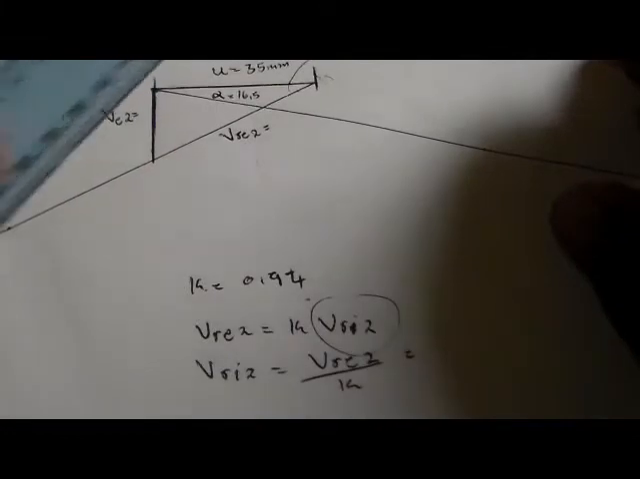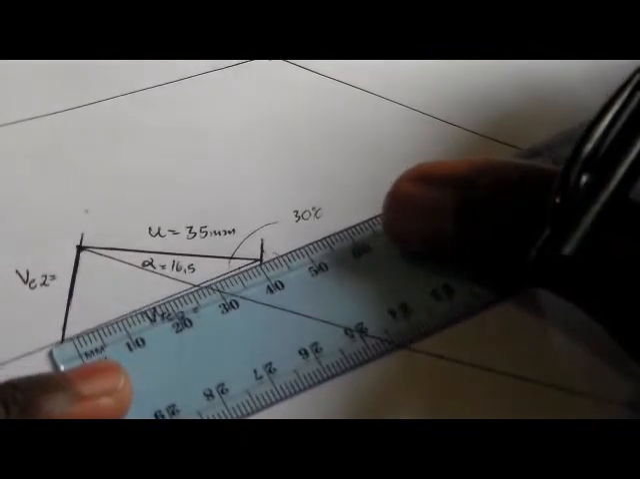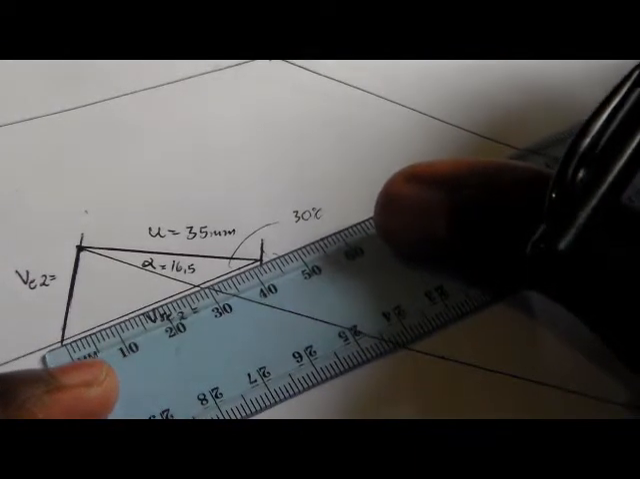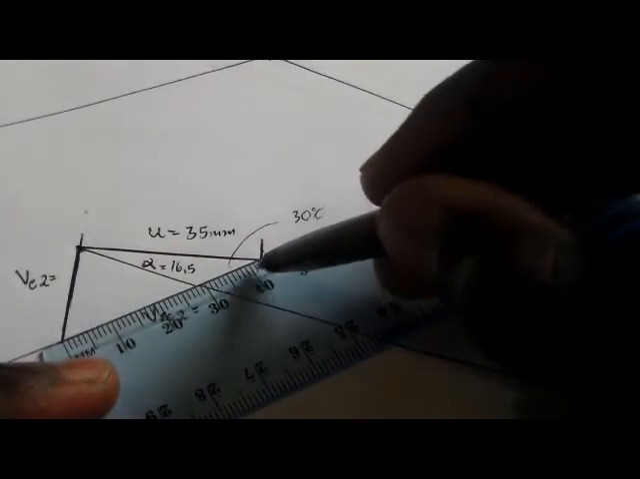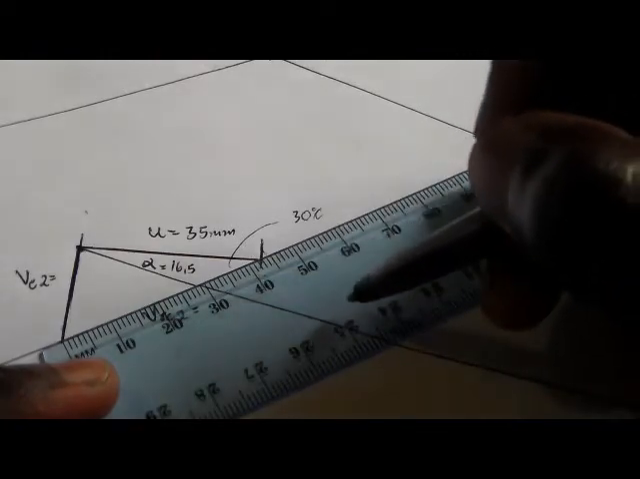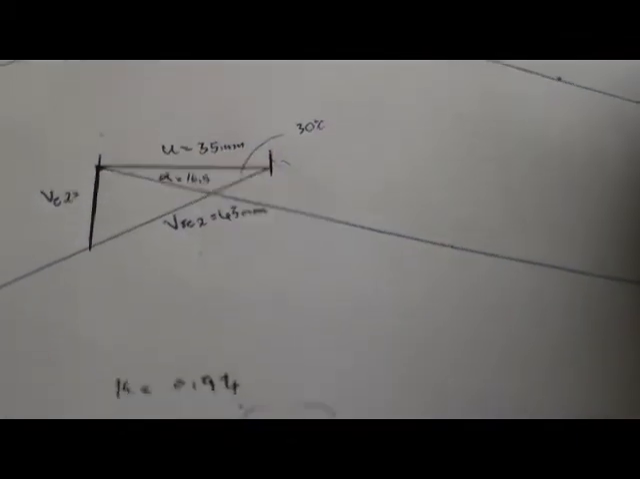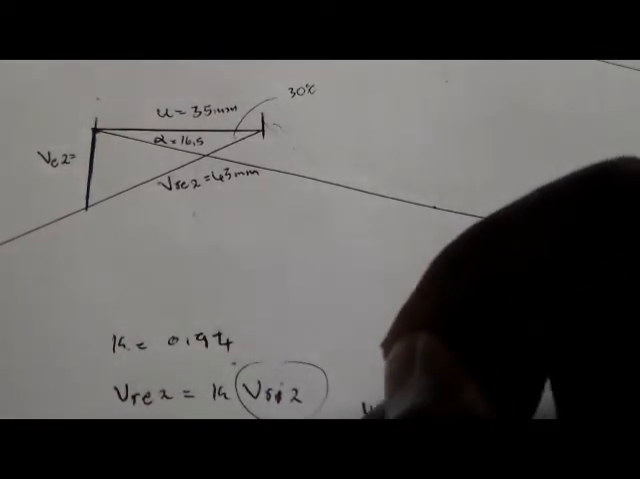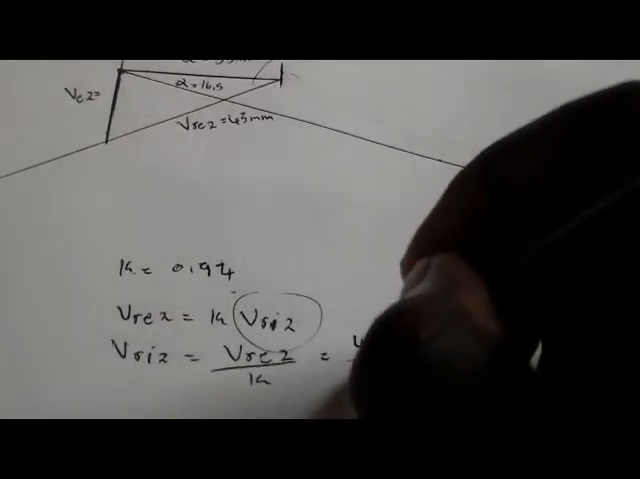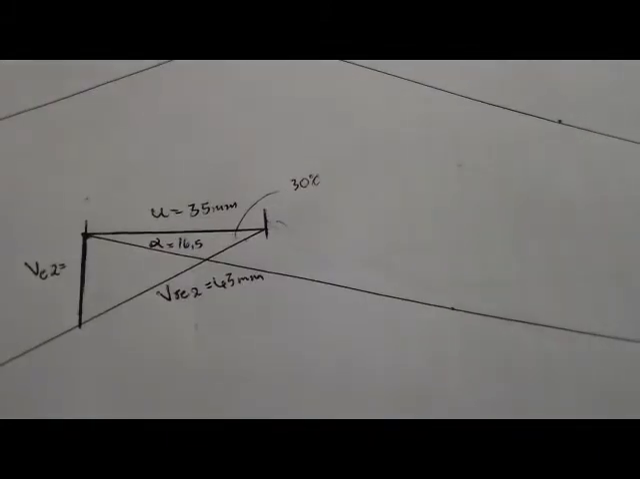Now we just measure the distance between these two. If we measure this distance here, we get 40 millimeters, 40, and then 1, 2, 3, that means it's 43 millimeters. So let's write it here, this is 43 millimeters. Now, to get VRI2, that means it's 43 millimeters divided by K, which is 0.94, and then we get our answer there.